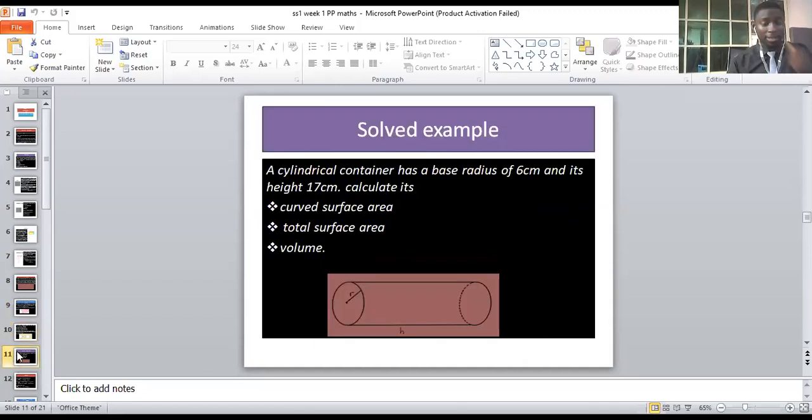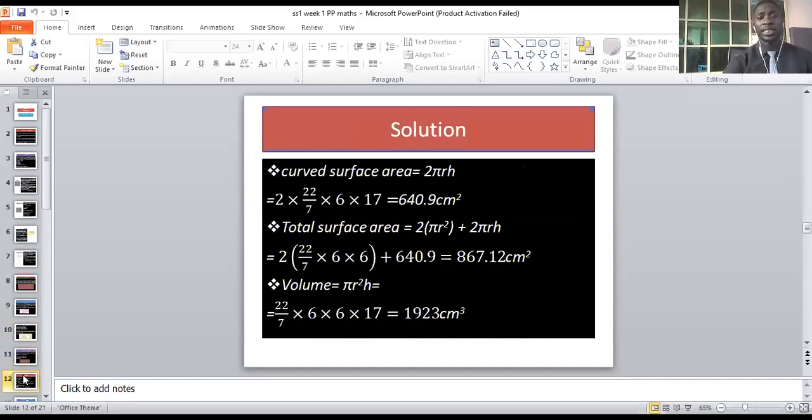We insert all the characters. We are given the radius and we are given the height. Now to the next slide, we have the solution there. Curved surface area is given as 2 pi rh. If you insert all the characters, that is 2 multiplied by 22 over 7 times 6 times 17, you have 640.9 centimeters square. I would like you to insert this in your calculator to show that you're following, and you have to get 640.9 centimeters square.